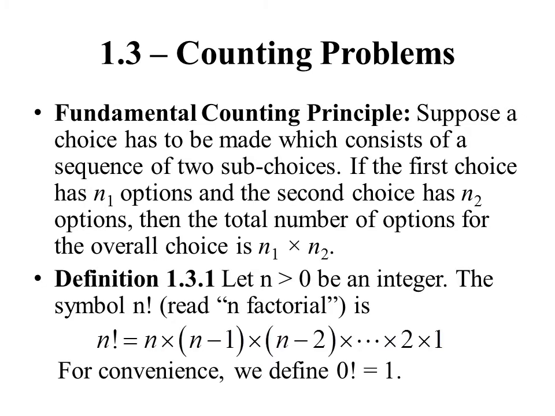Now, when using this fundamental counting principle, we're going to use factorials a lot. And we've all seen factorials before, but just to refresh our memory, here's the definition. Let n greater than 0 be an integer. The symbol n factorial is, by definition, n times n minus 1 times n minus 2, all the way down to 2 times 1. And then for convenience, we define 0 factorial to be equal to 1.